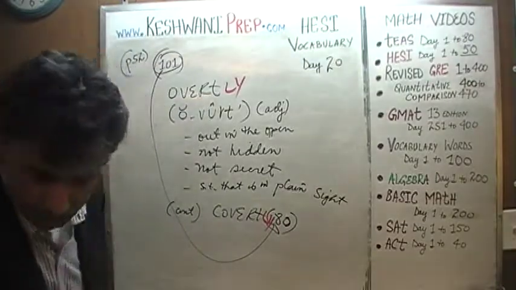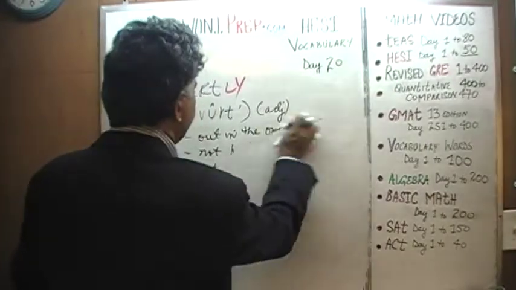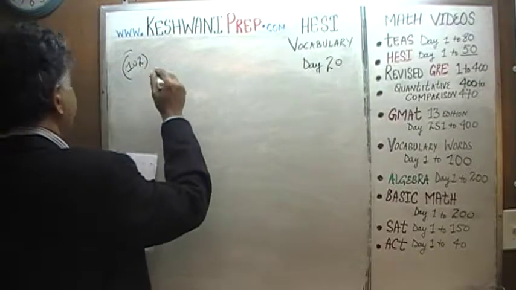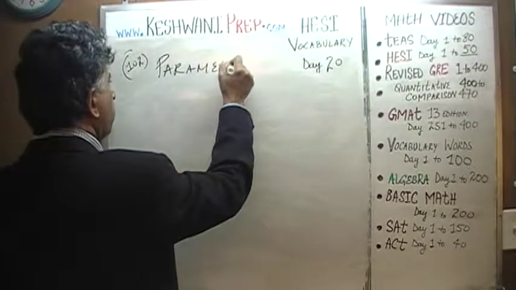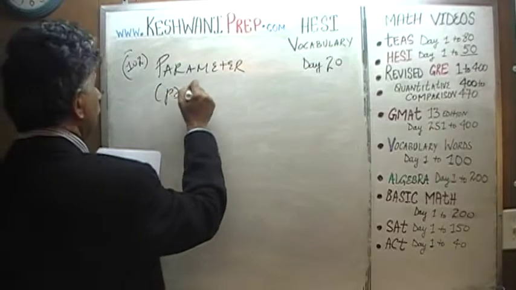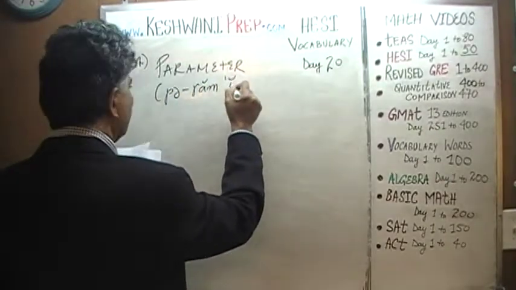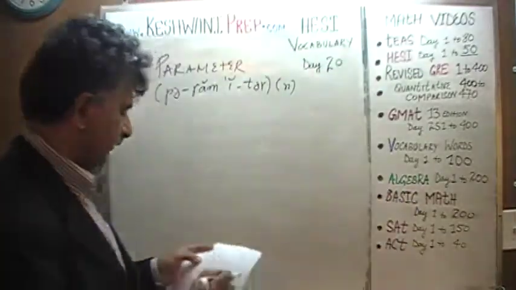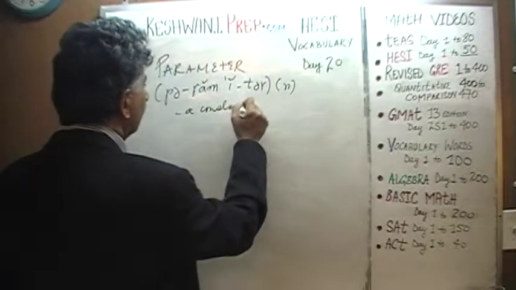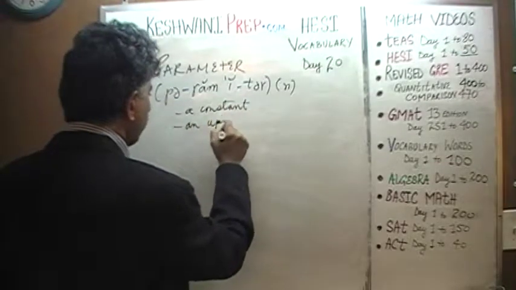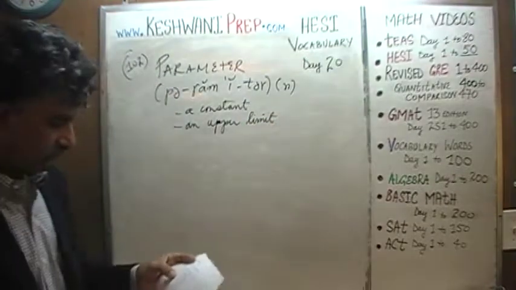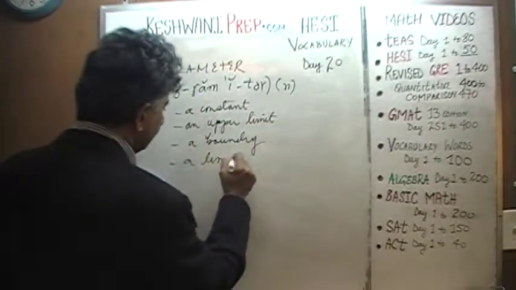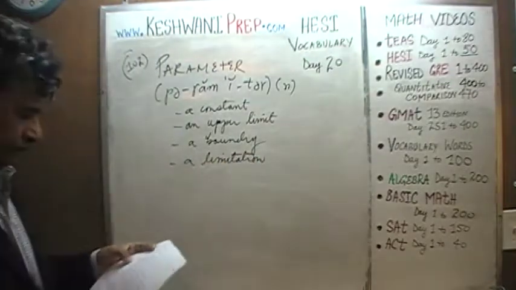The next word we have is perimeter. What is a perimeter? A perimeter is a constant. Perimeter is an upper limit of something. A boundary, if you like. It is a limitation. A boundary.